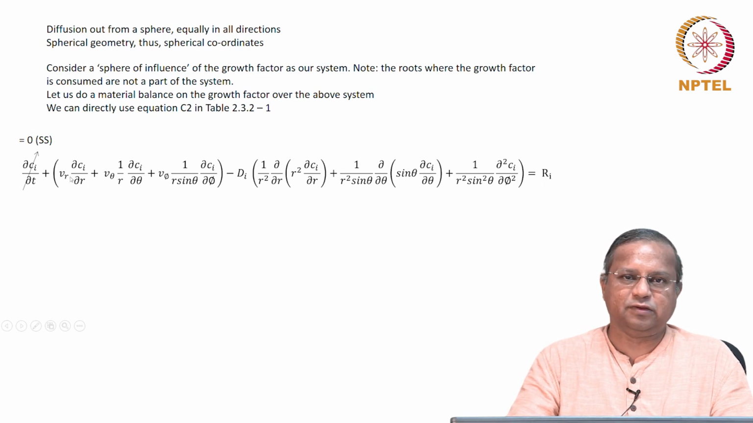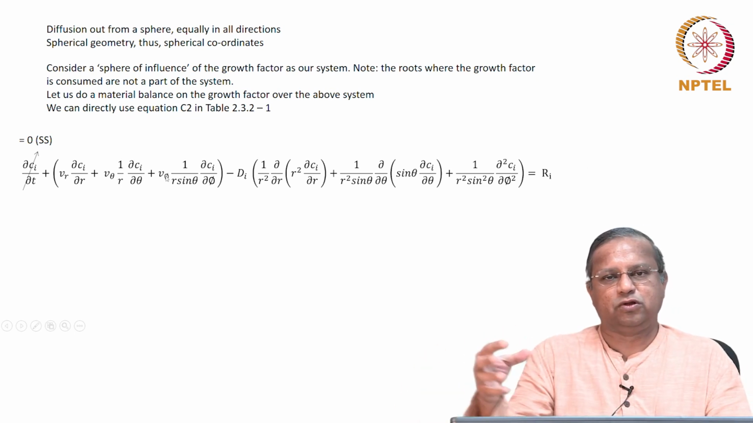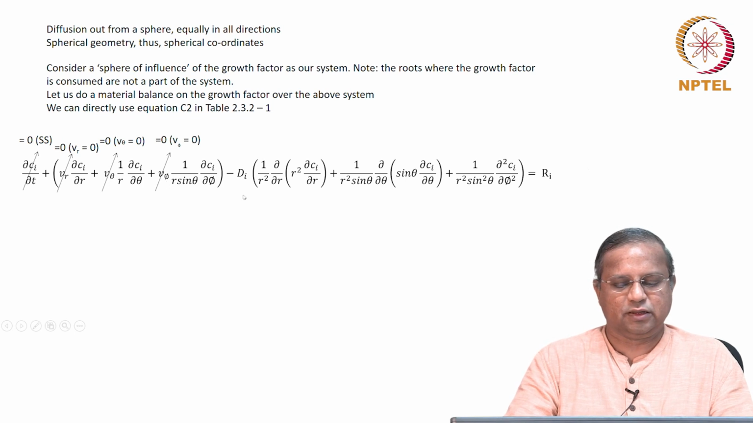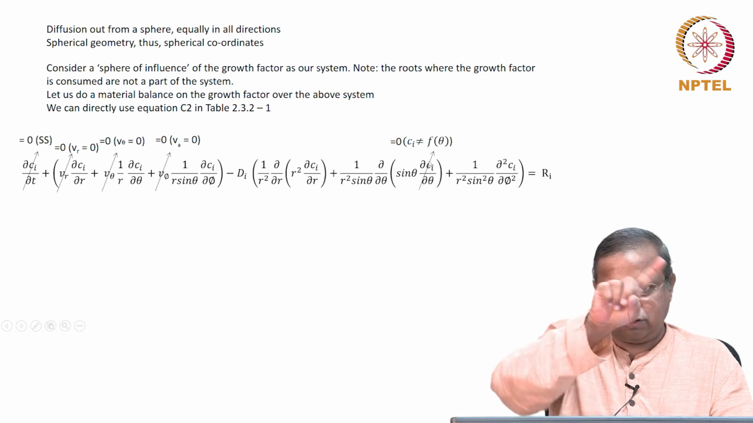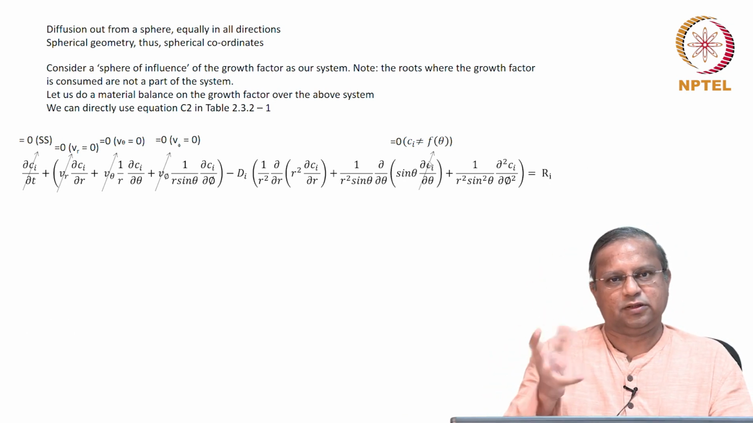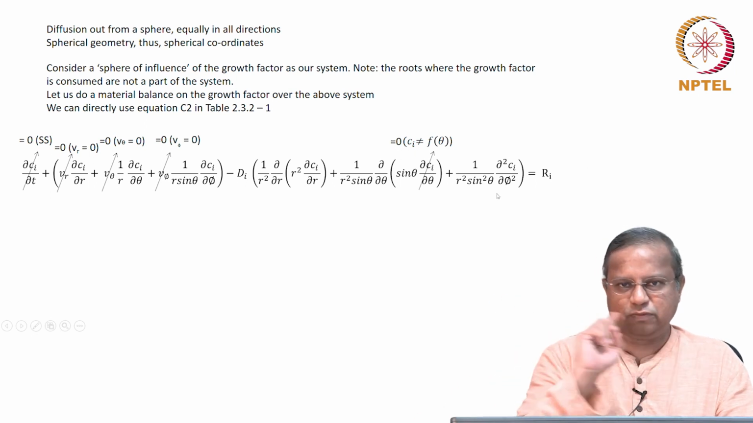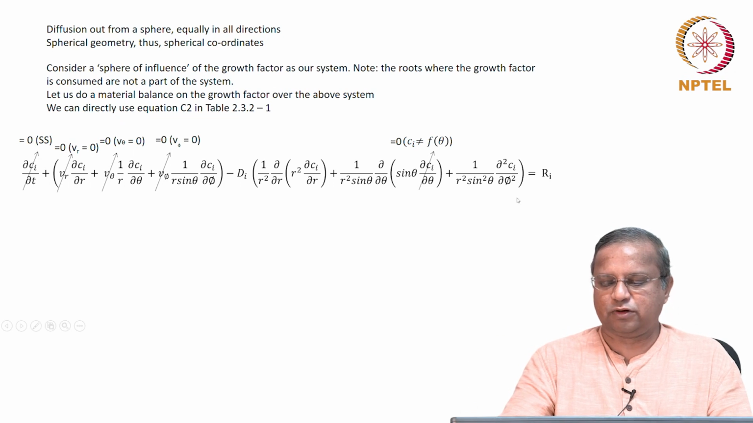As explained in the previous class, there is no Vr, there is no V theta, there is no V phi, because there is no bulk motion or convective motion of the fluid here. Therefore, Vr is 0, V theta is 0, V phi is 0. Then Ci is not a function of theta, there has to be a symmetry in all directions. Therefore, the derivative with respect to theta of Ci is 0. Similarly, there is no variation in the phi direction, therefore, this term is also 0.